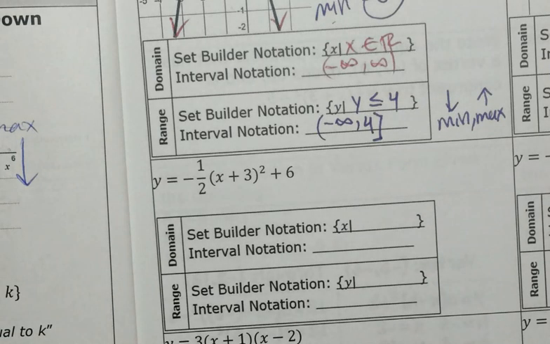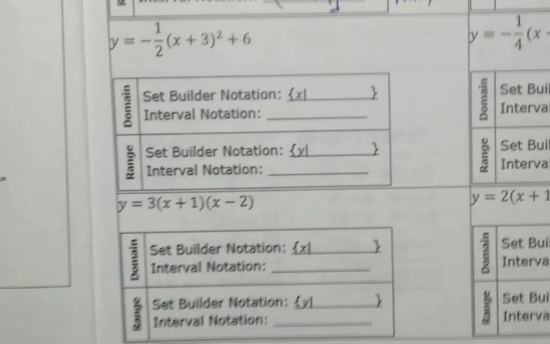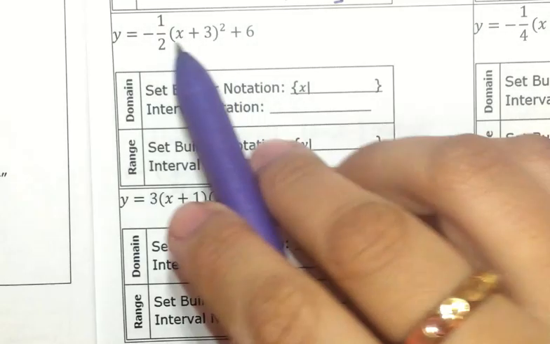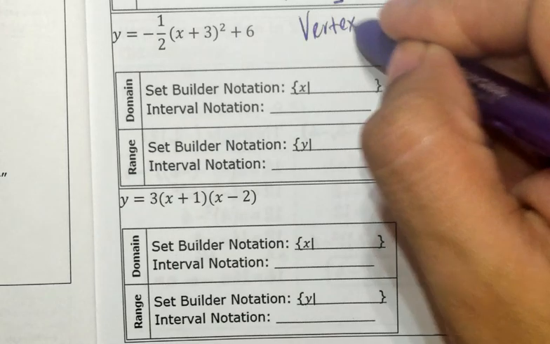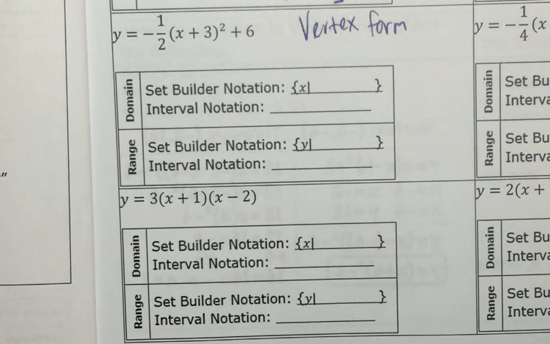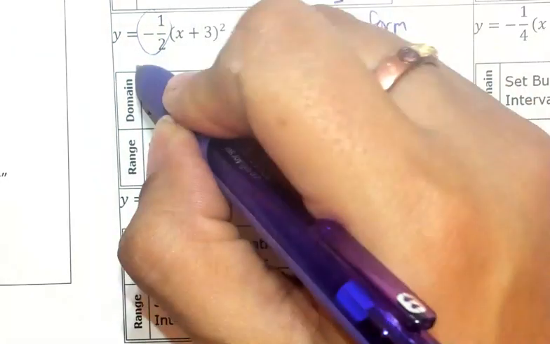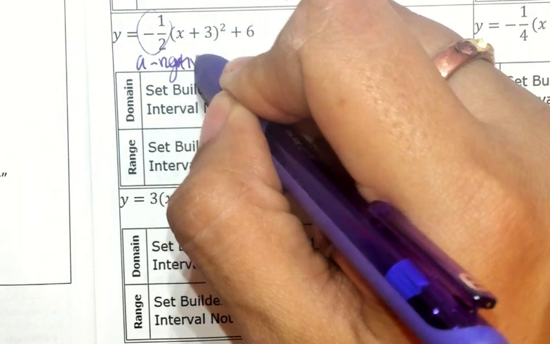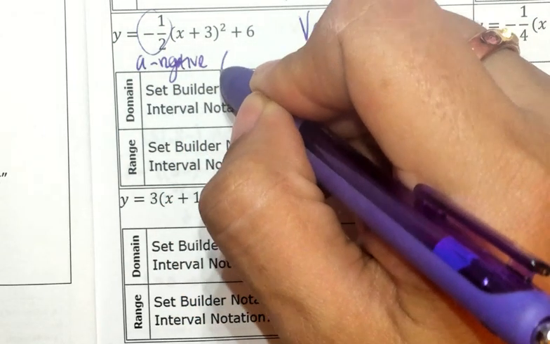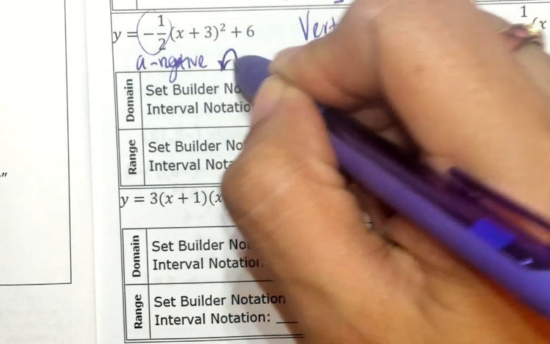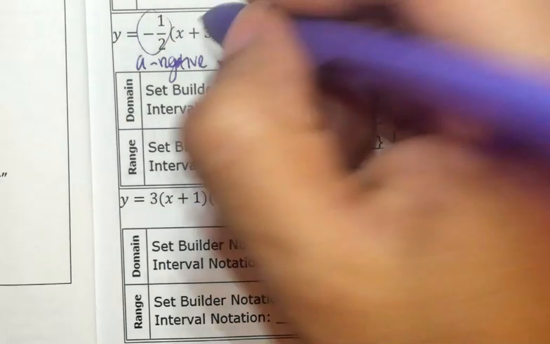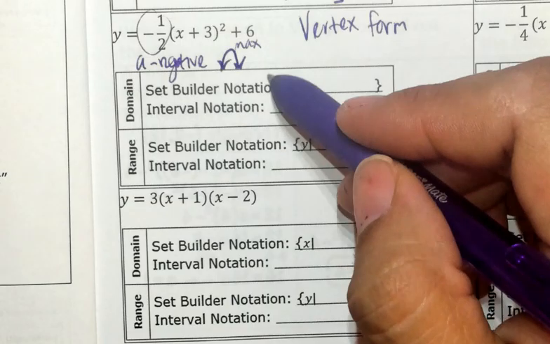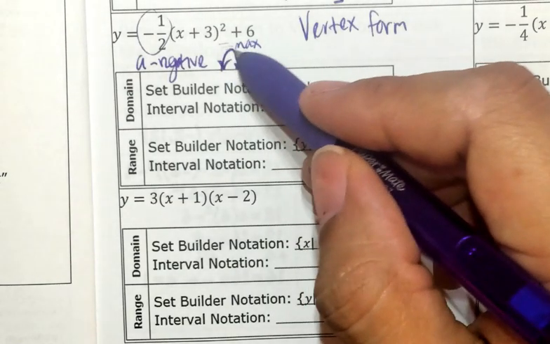For these next two problems, we don't have a graph, but we still could analyze it or graph it in the calculator. This is in vertex form though, so I believe we can identify this just by looking. Your a value is negative. When a is negative, we can identify it as being upside down like this. And that means you have a maximum. So because we have a maximum, we're going to have values that are lower than whatever highest value that is.